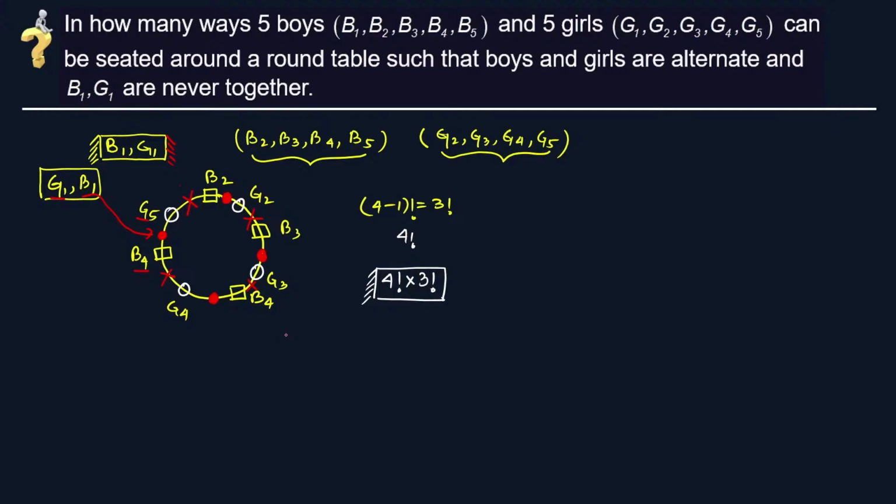So the total number of ways in which B1 and G1 can be together, as well as all the boys and girls are alternate, will be this into 8. Because there are 8 places in which B1, G1 or G1, B1 can be placed accordingly. Therefore, the total number of ways will be factorial 4 into factorial 3 into 8. This gives us the total number of ways in which boys and girls are alternate and B1, G1 are always together.